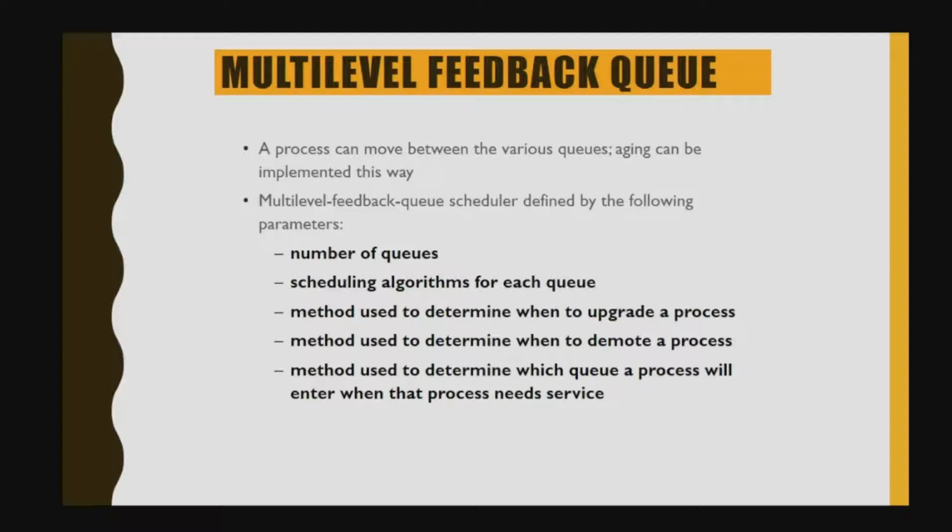The multi-level feedback queue scheduler is defined by the following parameters. These parameters define the multi-level feedback queue scheduler. First, the number of queues, how many queues we have. Second, the scheduling algorithm for each queue; each queue may have a different scheduling algorithm. Third, the method used to determine when to upgrade a process. Number 4, the method used to determine when to demote a process. And number 5, the method used to determine which queue a process will enter when the process needs service, which is where we can start the process.